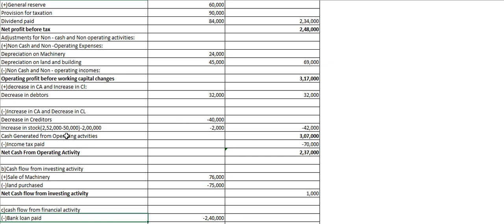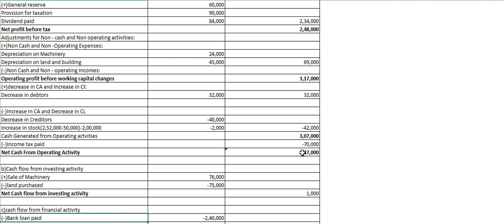If you see your stock, as I told you earlier, the closing stock is 2,52,000 minus the 50,000. Why are we minusing this 50,000? Because it has become a part of your closing stock. This is nothing but assets bought by issuing shares. So minus the 50,000, minus your opening balance, which is 2 lakhs. You get minus 2,000 as your increase in stock. The cash generated from operating activities, 32,000 minus 42,000, gives you 3,07,000.